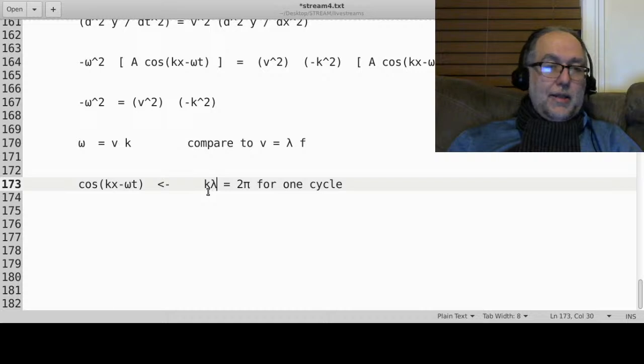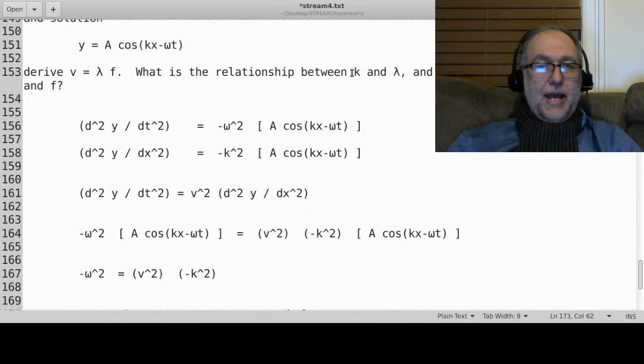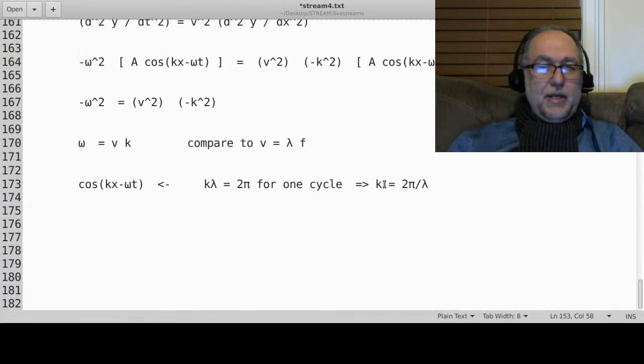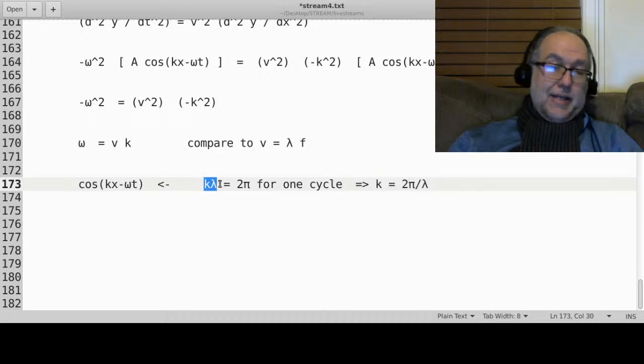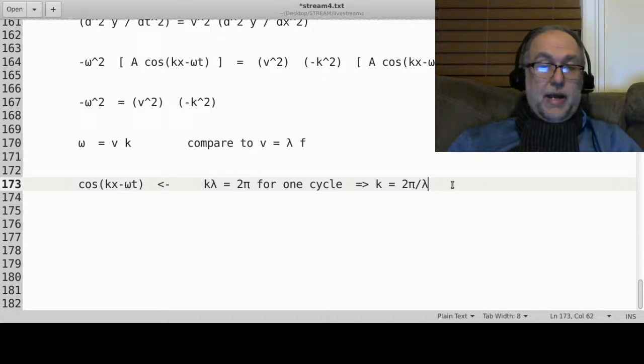And so k can be written as 2 pi over lambda. Okay, so that's one of them. k is 2 pi over lambda. I asked what's the relationship between k and lambda, and the answer is k is 2 pi over lambda, because k times lambda must be one complete cycle, and one complete cycle of a cosine is 2 pi.